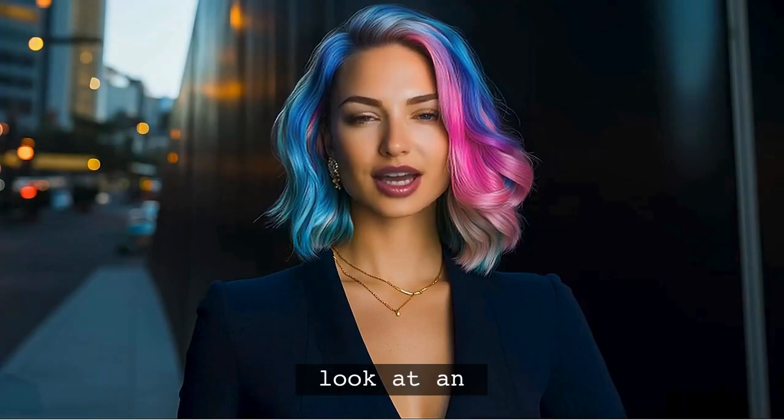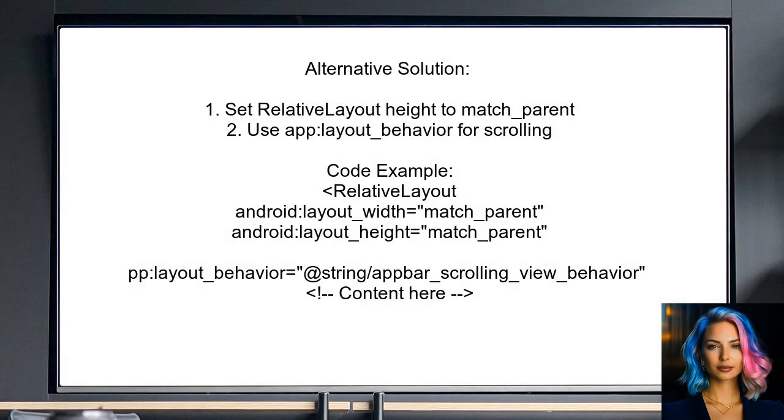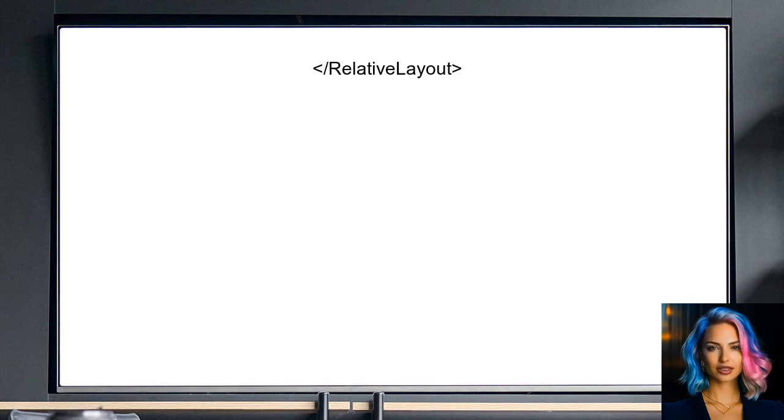Let's take a look at an answer from another user. An alternative solution provided by another user suggests modifying the relative layout's height to match parent. This allows it to fill the remaining space beneath the collapsing toolbar layout. The user also includes a code snippet demonstrating this approach.